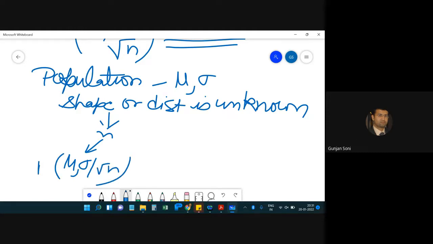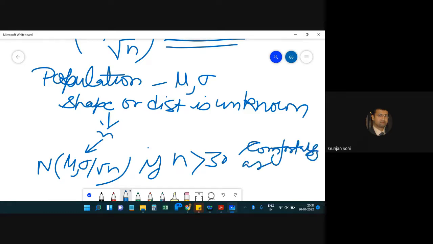and it will be normally distributed. And if n is greater than 30, it is very good, we can comfortably assume normal distribution of x bar. This is the sampling distribution. Always remember the shape of the sampling distribution is approximately normal.